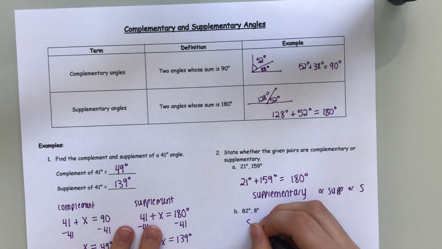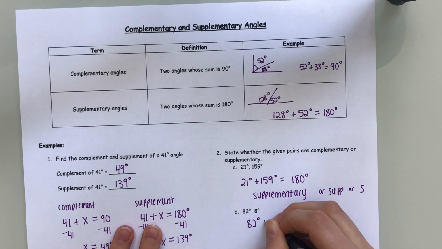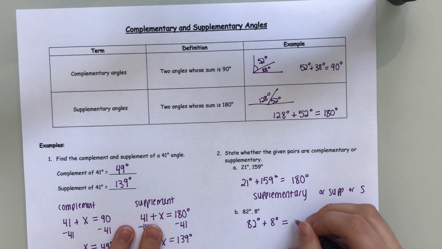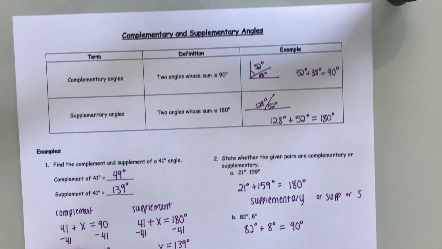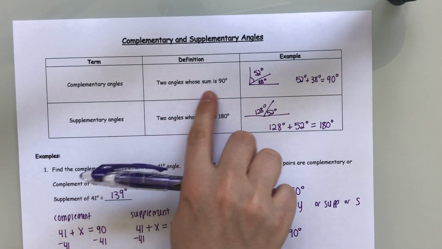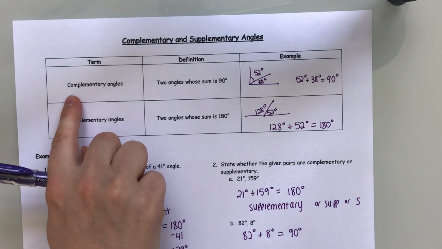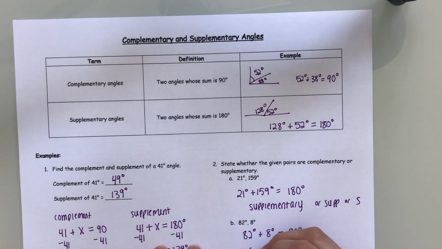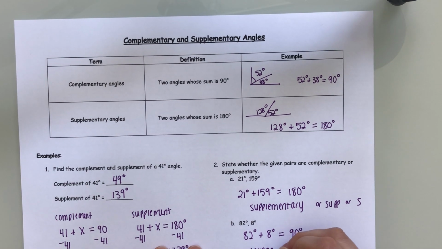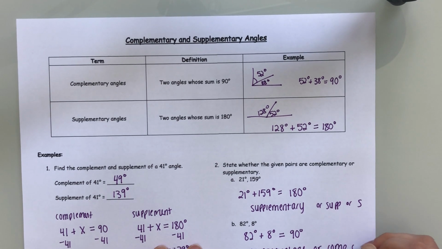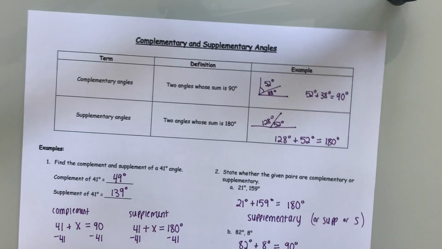So let's add these two angles together, 82 degrees plus 8 degrees. If you put that in your calculator, you're going to get 90 degrees. If we go back up to our definitions, two angles whose sum is 90 degrees. That's exactly what we have here. That's the definition of a complementary angle. So this is complementary. And on your homework, you could abbreviate that as like COMP or just C. So those are just abbreviations that you could use if you want to.